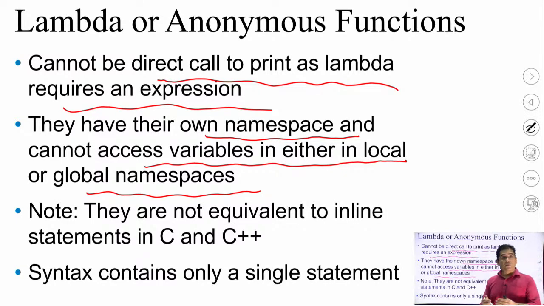The variables which are defined outside the function with the global keyword have a global namespace. We have covered that in the beginning videos of this subject: the types of functions, global variable, local variable. But these lambda or anonymous functions have their own namespace. They cannot access any variable which is either locally defined within the body of any function or globally defined outside the body of any function.